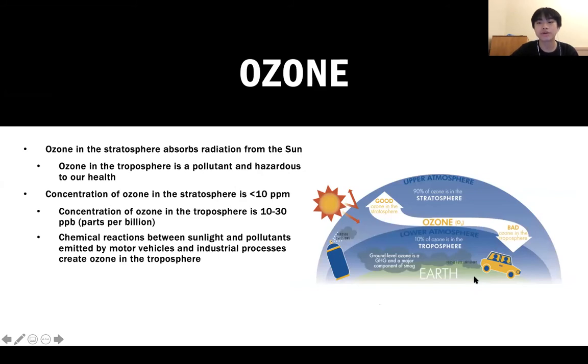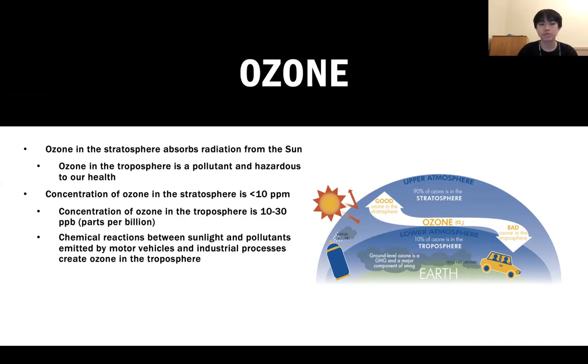So 90% of ozone is in the stratosphere, and this is good ozone, since ozone in the stratosphere absorbs radiation from the sun. 10% of ozone is in the troposphere, and this ozone is a pollutant and hazardous to our health. We can see in the image that ground level ozone is a greenhouse gas and a major component of smog. In the stratosphere, concentration of ozone is less than 10 parts per million, while in the troposphere, the concentration of ozone is 10 to 30 parts per billion.